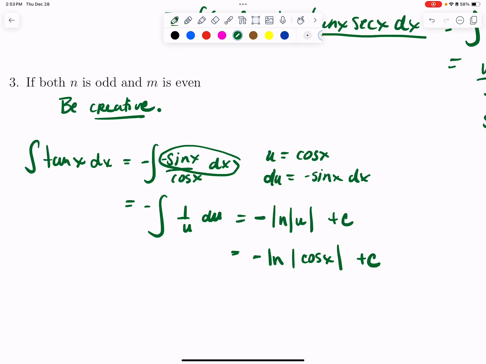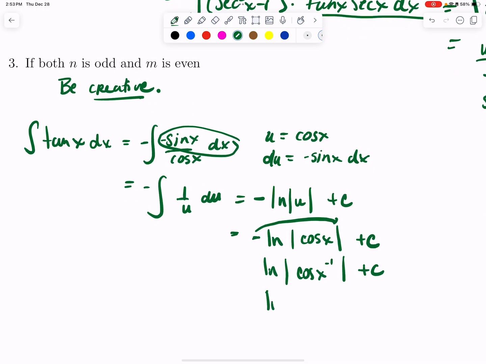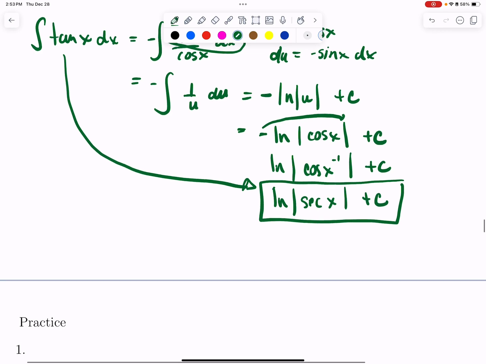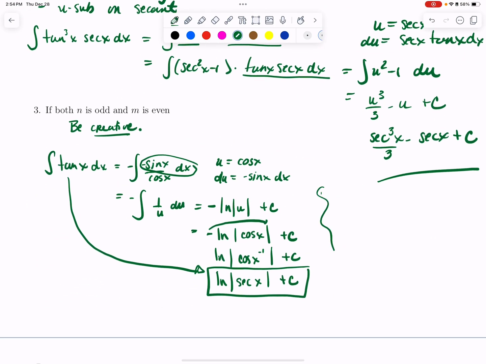tables of integrals. So if you put that negative up here, it becomes the natural log of cosine of x to the minus 1, that's 1 over cosine, or secant. So natural log of secant of x plus c is really the one that you'll see in books and tables of integrals.